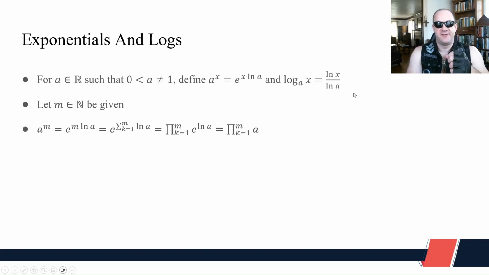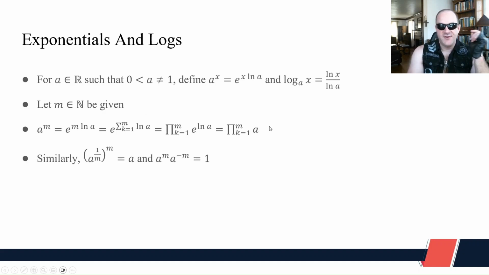So take your favorite positive integer m, and now you can play this game, which is that a to the m, by definition, is now going to be e to the m times natural log of a. But this is just the natural log of a added up m times. But the exponential of a sum is the product of the exponentials. But e to the natural log of a is just by definition a. And so now we have recovered the idea that you take a number and you raise it to a positive integer power, you're going to get that number multiplied by itself that many times.